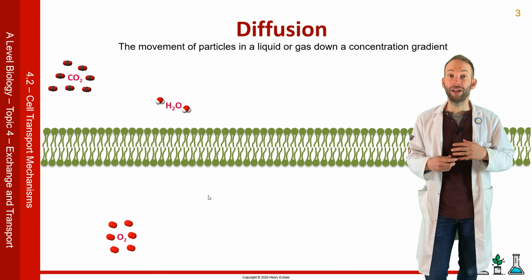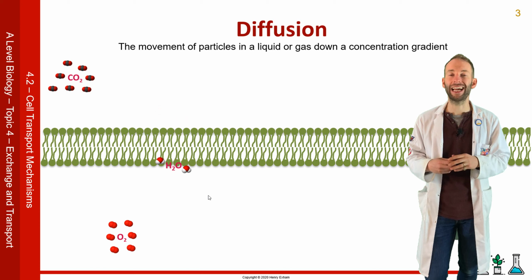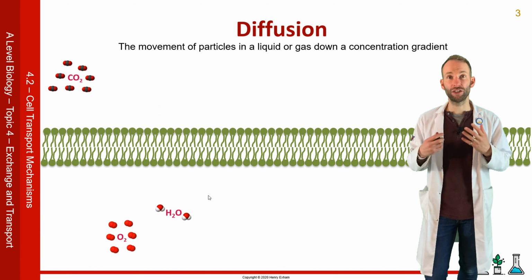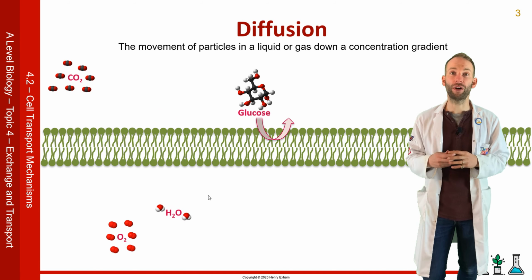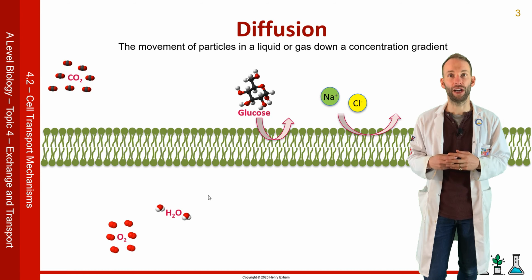Water is small, but it does have a little bit of a charge. Remember, it's a polar molecule, but not enough to stop it moving, but it's not that efficient, okay? But water can pass through the phospholipids. Glucose, too large, won't pass between the phospholipid bilayer. And also charged ions, things like sodium and chloride ions, will not be able to pass through either.